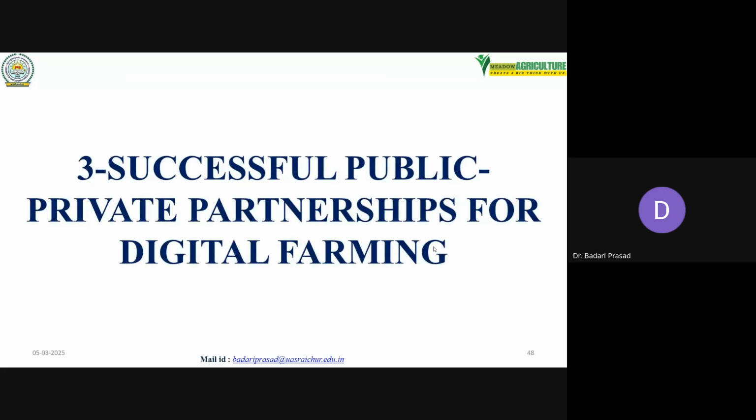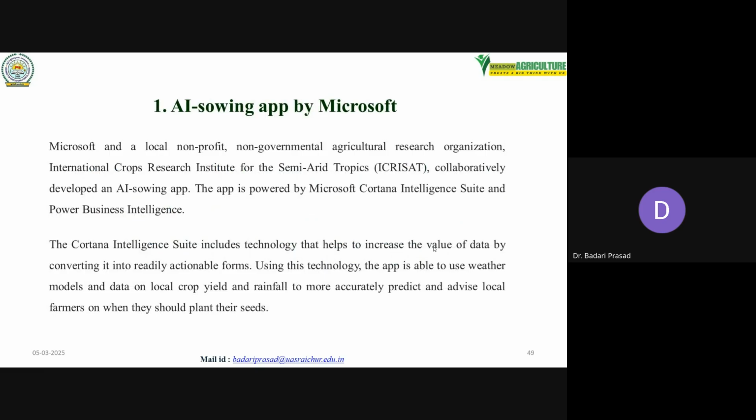So there are three successful public-private partnerships we are seeing in digital farming. One important is the AI sowing app developed by Microsoft. So Microsoft and a local non-profit, non-governmental agriculture research organization, the International Crops Research Institute for Semi-Arid Tropics, well known as ICRISAT, collaboratively developed an AI sowing app.